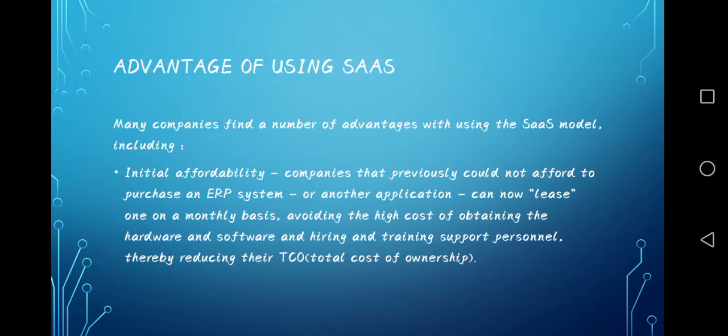Advantages of using SaaS. Many companies find a number of advantages with using the SaaS model, including initial affordability. Companies that previously could not afford to purchase an ERP system or another application can now lease one on a monthly basis, avoiding the high cost of obtaining the hardware and software and hiring and training support personnel, thereby reducing their TCO, total cost of ownership.